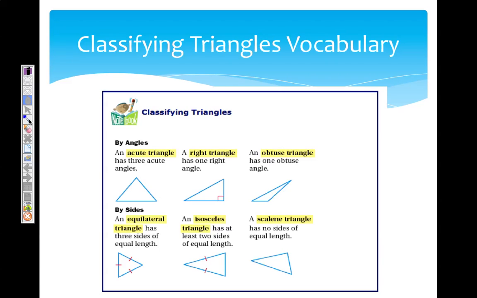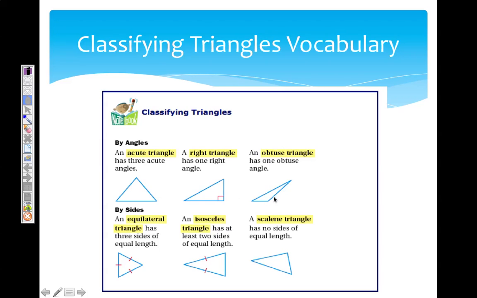A second type of triangle that we can classify by its angles would be a right triangle. And a right triangle has 1 right angle. So you'll notice the little box there. This little box indicates it's a right angle, and specifically 90 degrees. And so our right triangles will have 1 right angle.